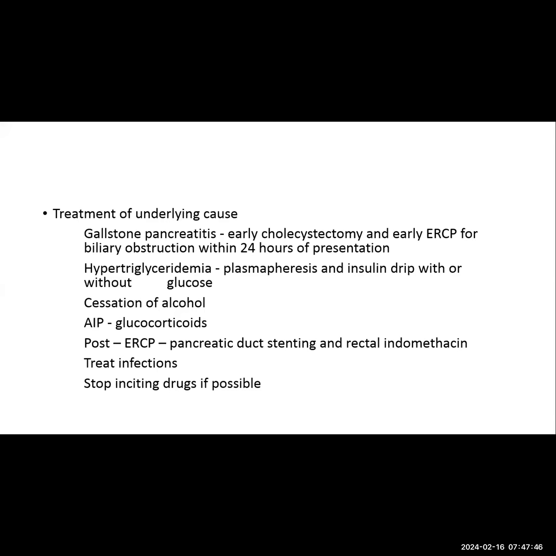Then in this patient, we want to look for the underlying cause and also treat. Since gallstone pancreatitis is the commonest, we want to ask for history surrounding that. And if that's the cause, we want to do early cholecystectomy or early ERCP for any biliary obstruction. Then for hypertriglyceridemia, the patient can benefit from plasmapheresis or an insulin drip with or without glucose. If it's due to alcohol, even though the patient is now on admission, this is what we'll keep in mind when we are discharging the patient, on how to stop alcohol intake. If it's acute autoimmune pancreatitis, glucocorticoids. Then for post-ERCP, we can do pancreatic duct stenting or rectal indomethacin. Then if there's any infection we want to treat appropriately, and also stop inciting drugs if possible.